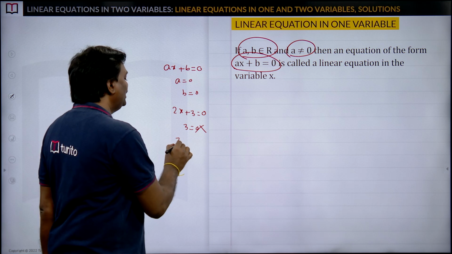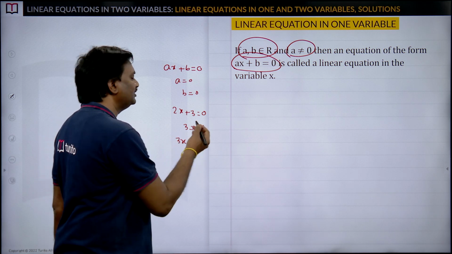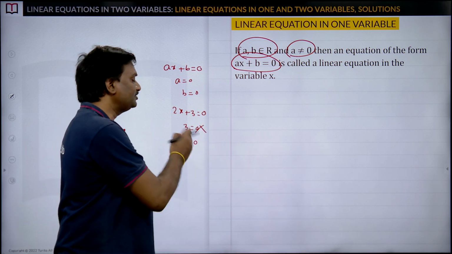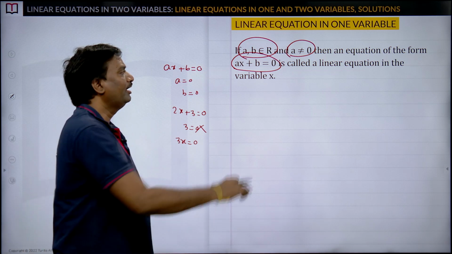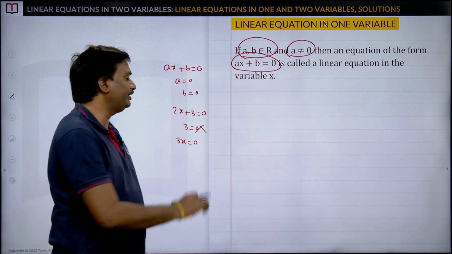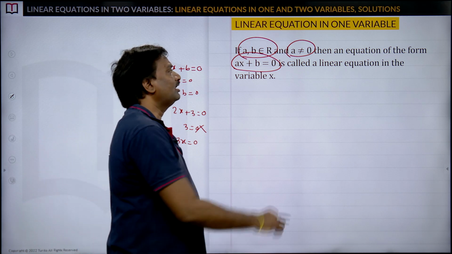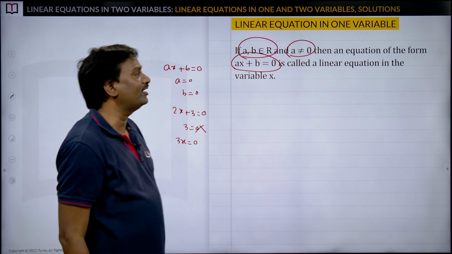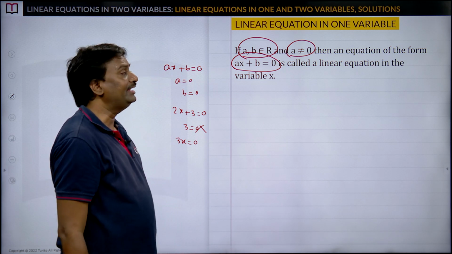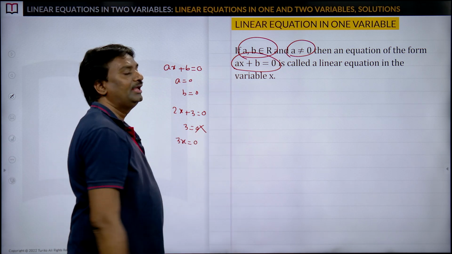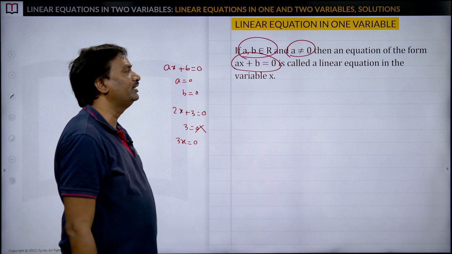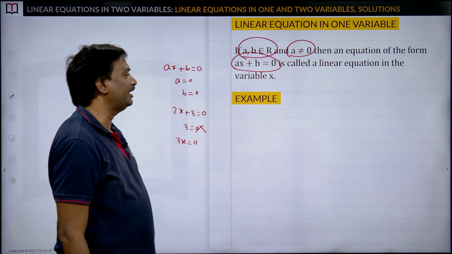If you take only 3x equal to 0, we can say that is a linear equation. Actually, there is no constant, as in place of B we do not have any value, but still we can say this is a linear equation in one variable. If A, B are real numbers and A is not equal to 0, then an equation of the form Ax plus B equal to 0 is called a linear equation in the variable x.